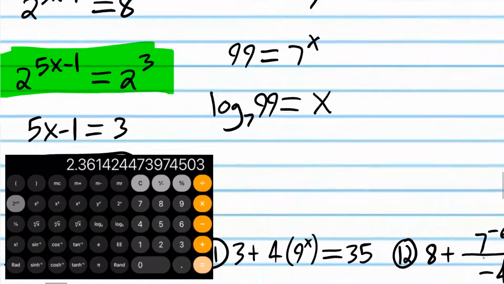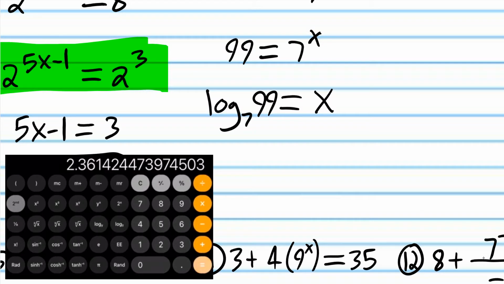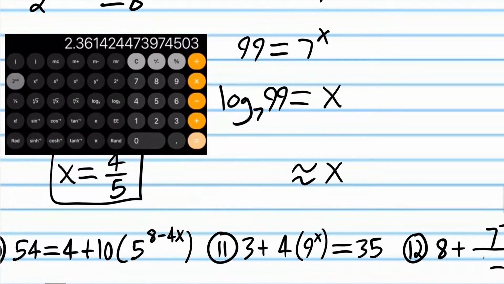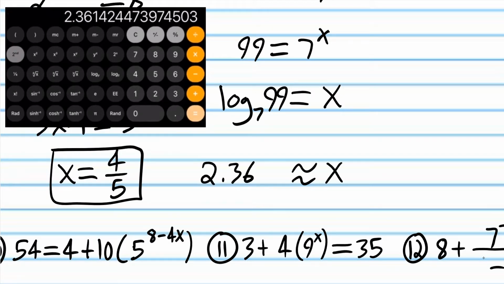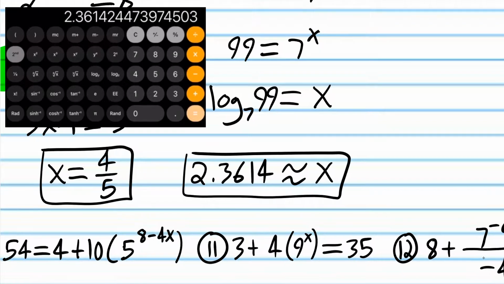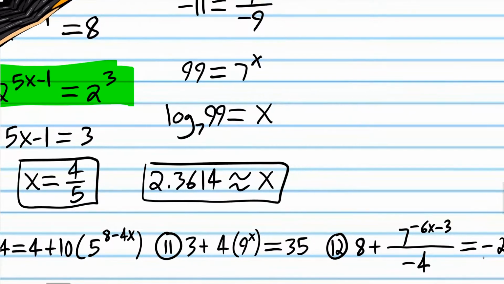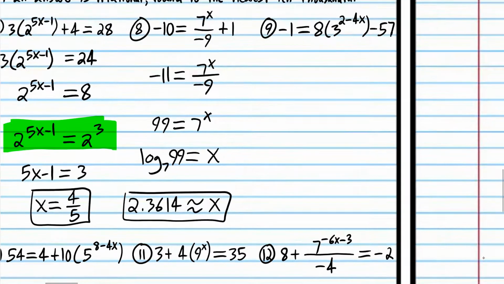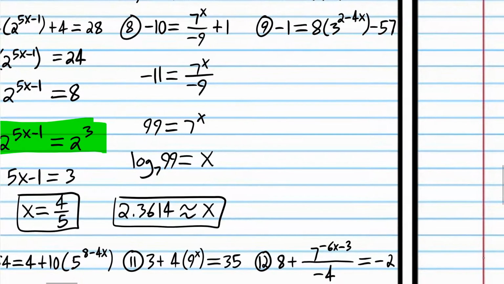So the answer is approximately equal to, be sure to use squiggly lines, 2.3614. And we had to round down because the next number over was a 2. So tenths, hundredths, thousandths, 10,000ths, and the next number was 2, so we rounded down. If you want more practice on rounding, go to my arithmetic course. I have an entire class just on rounding.